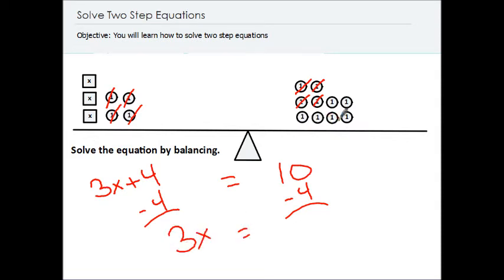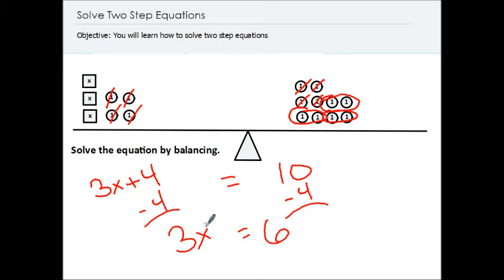Now, just like we showed here, all that's left is a 3x on this side and 1, 2, 3, 4, 5, 6, so 6 1's on that side. I have 3 x's and 6 1's, so I need to figure out how many groups of these 1's I need to get 3 groups. So I'm going to have 1 group here, 1 group here, and 1 group here. Now I have 3 groups of 2.